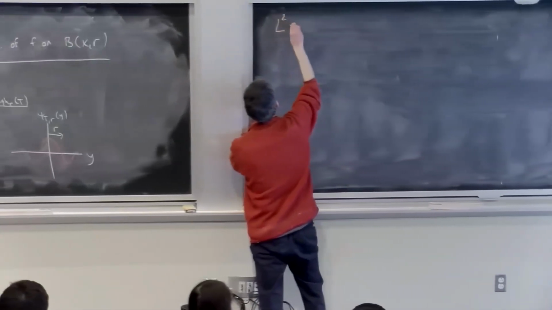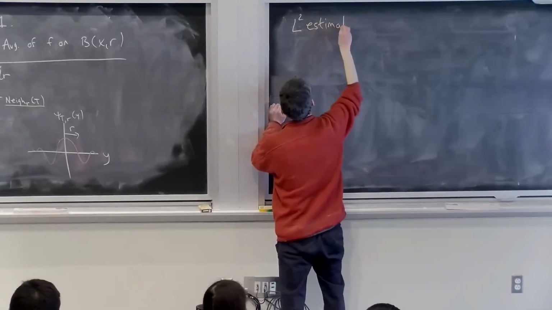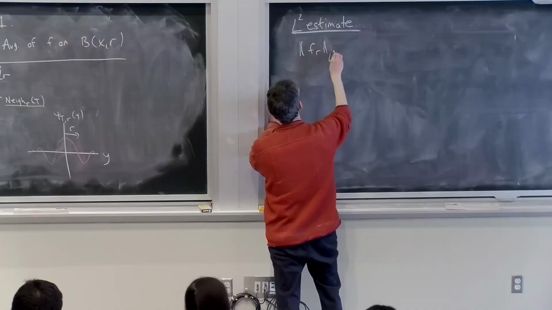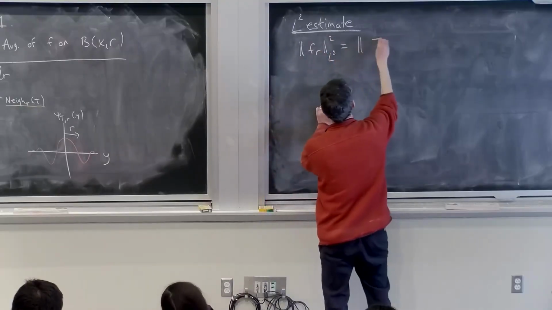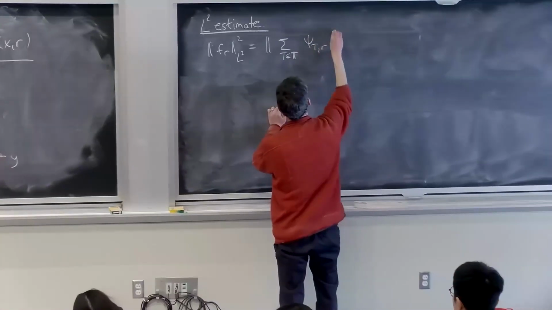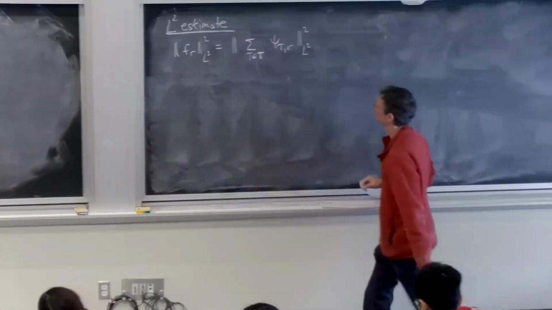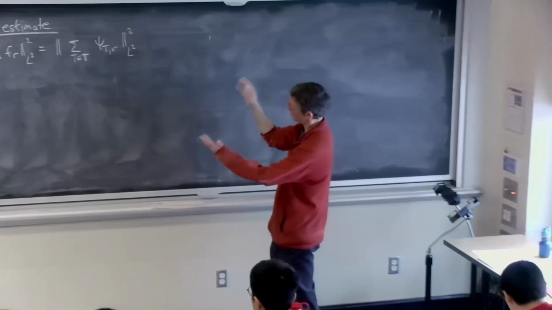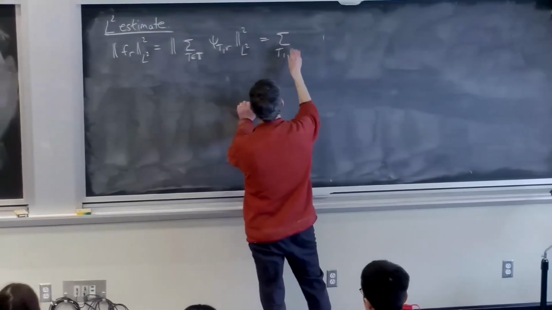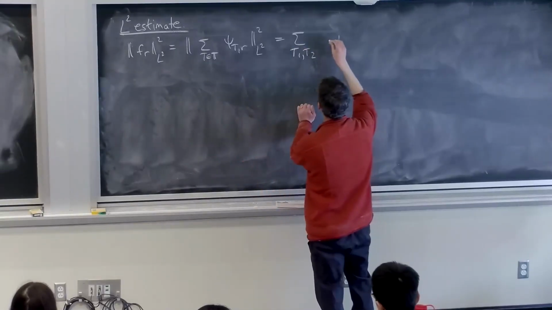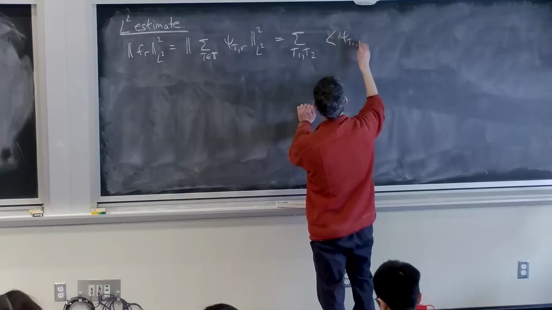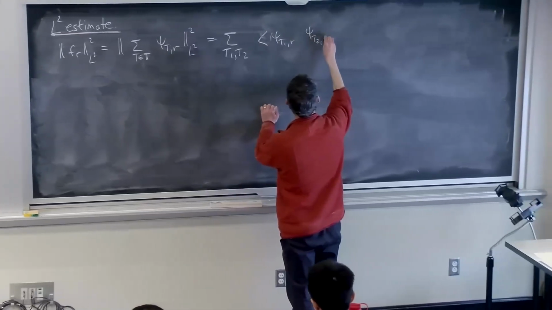All right, so L2 estimate. The last thing we need to check is FR L2 squared. So FR is the sum over all of our T of CTR, L2 squared. So that's this thing inner product with itself. So if I expand it out, it's the sum over T1, T2 of the inner product of CT1R, CT2R.